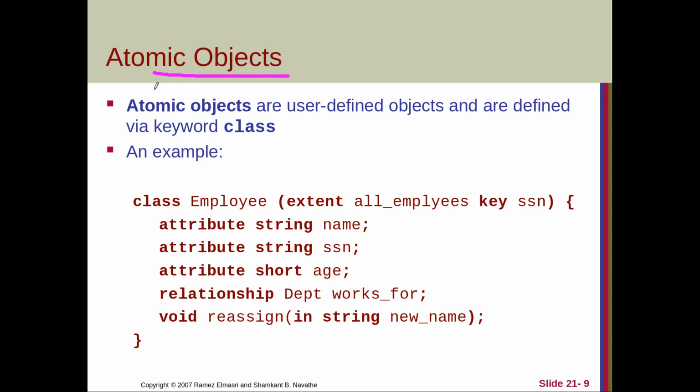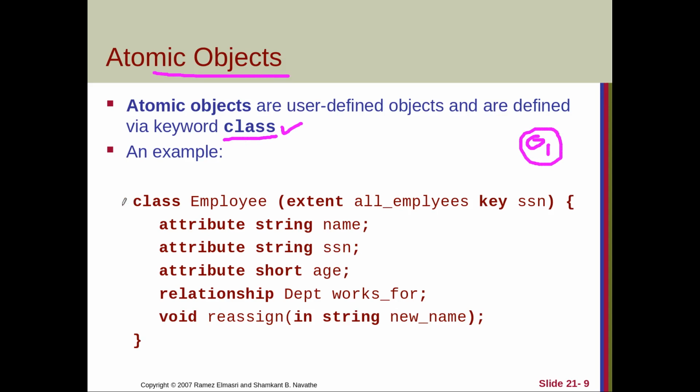Atomic objects are user-defined objects and are defined by the keyword class. So how can we create an atomic object? For example, a particular object O1. A single object can be created. It can be compared with C++ or Java. How do we create one particular object? For that we need to have a class. We need to create the class with all the properties. Then based on the class we can create one particular object.